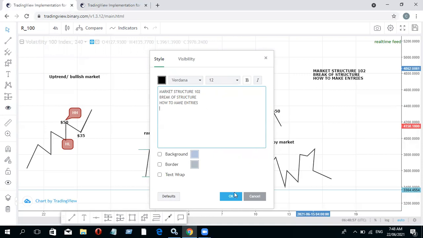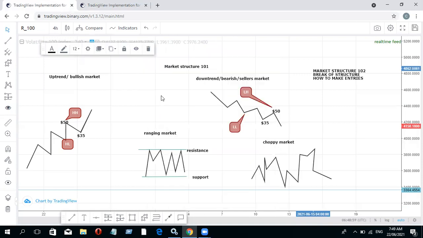So remember what I taught today, that we have 4 kinds of markets: the uptrend or bullish markets, markets making higher highs and higher lows. We have the bearish market, where the market is making lower highs and lower lows. It's doing something like this. Then we have the ranging market doing this. We have the choppy market having no clear direction.